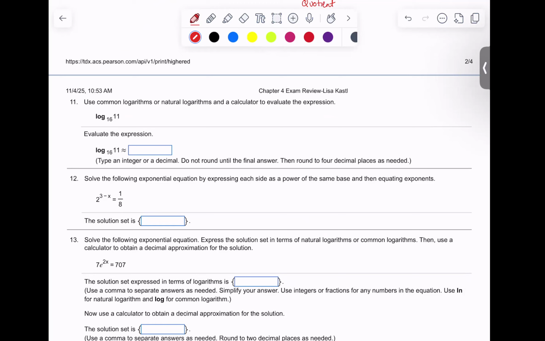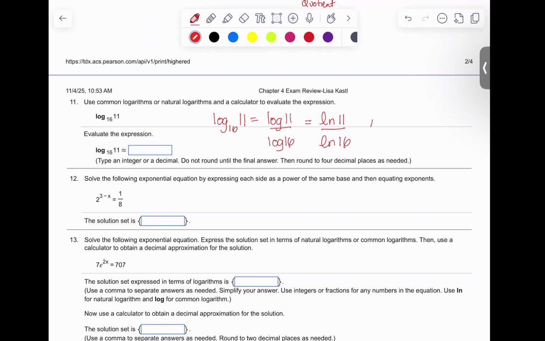So the change of base formula says that the log base 16 of 11 is the common log of 11 over the common log of the base. So it would be the log of 11 over the log of 16. Or you could use the natural log. It would be the natural log of 11 over the natural log of 16. Both of those will work just fine and dandy.